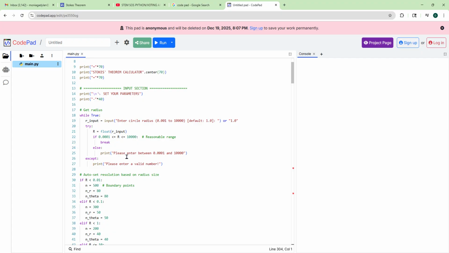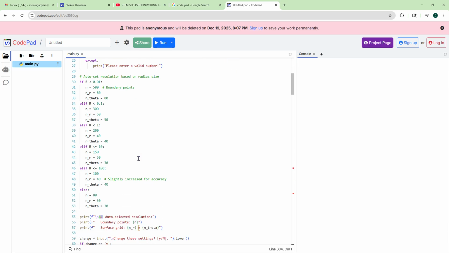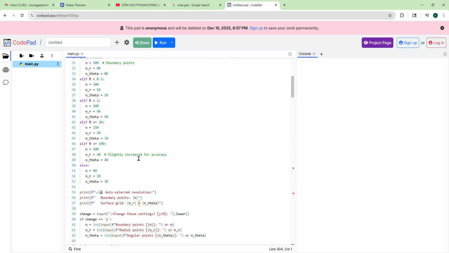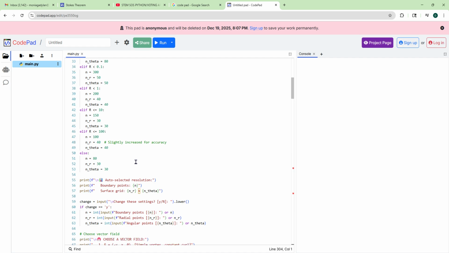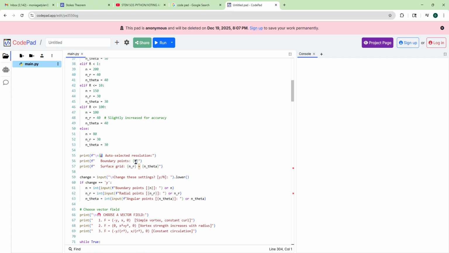For lines 41 through 72, the code chooses how many points to use for the calculation. Smaller circles need more points to stay accurate, and larger circles need fewer points so the program runs smoothly. This helps us make the math results more reliable.